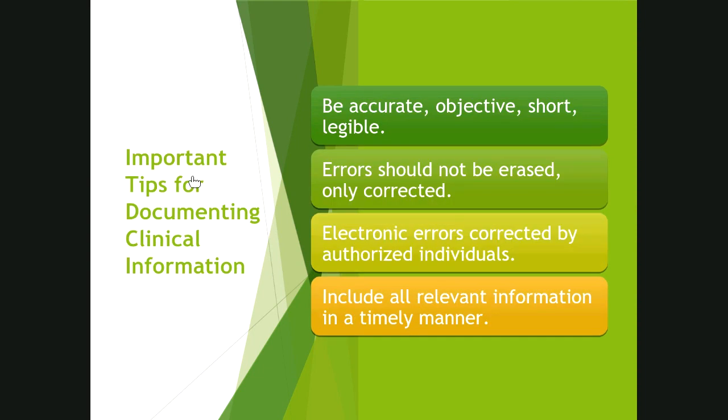Important tips for documenting clinical information. We want to be accurate, objective, short, and legible. Errors should not be erased, only corrected. So we will actually cross the error out, put our initials next to it, and then provide the corrected information. Electronic errors are corrected by authorized individuals only, and they include all relevant information in a timely manner. So it's more up to date.